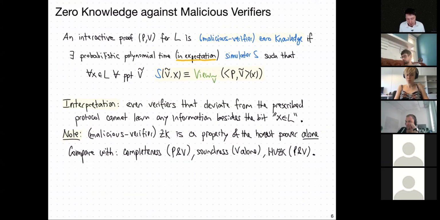And here, putting the full comparison: completeness is a joint property of the honest prover and the honest verifier. Soundness is a property of the verifier alone, regardless of the prover. Honest verifier zero knowledge, as we already remarked, is a property of the prover and the verifier. And now we have seen that malicious verifier zero knowledge is a property of the honest prover alone. Okay.